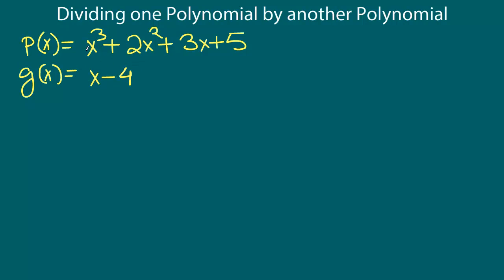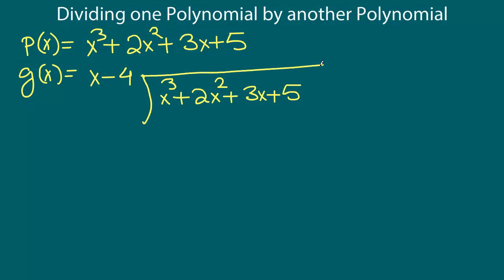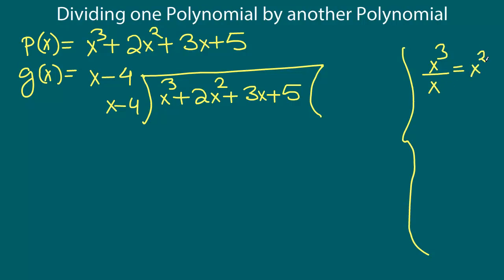Again, we see that they are all written in standard form. So let's write the polynomial over here: x cubed plus 2x squared plus 3x plus 5. Now we want to divide this polynomial by x minus 4. Our first term is x cubed. We divide this by the first term here, x, so we get x squared. So the first term of the quotient will be x squared.